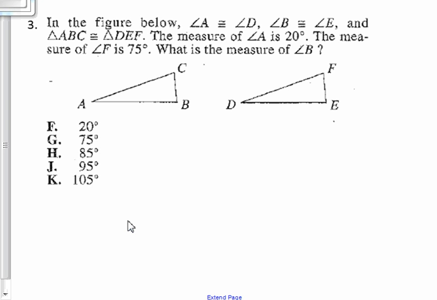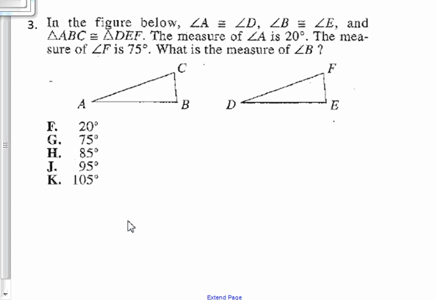Number 3. In the figure below, angle A is congruent to angle D, angle B is congruent to angle E, and triangle ABC is congruent to triangle DEF. The measure of angle A is 20 degrees. The measure of angle F is 75 degrees. What is the measure of angle B?